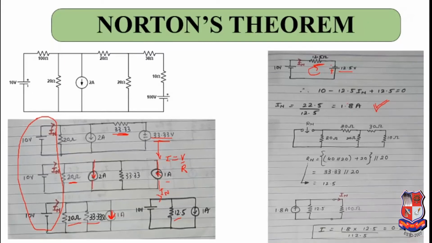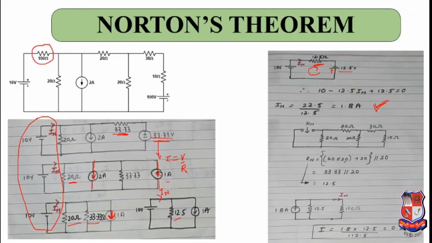So this Norton's resistance we have found. After this we have to find Norton's current. To find Norton's current, what you need to do? You have to open circuit that much part, and all other voltage sources are to be short circuited and current sources are to be open circuited.